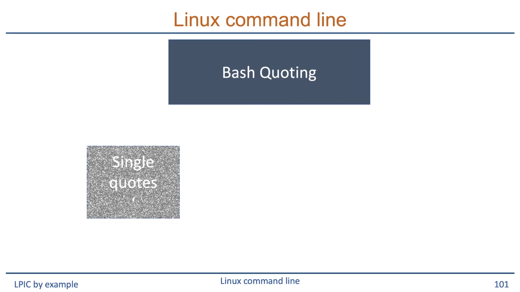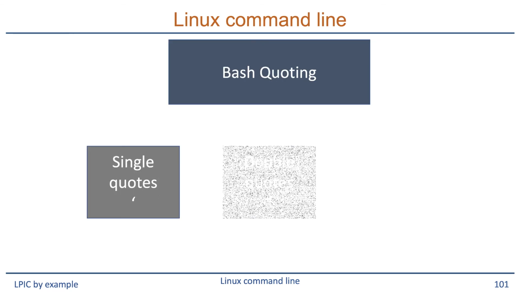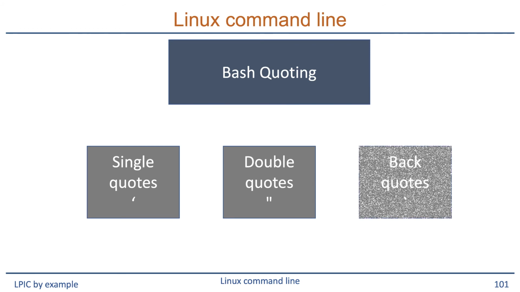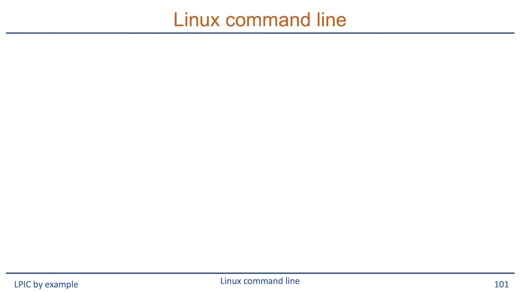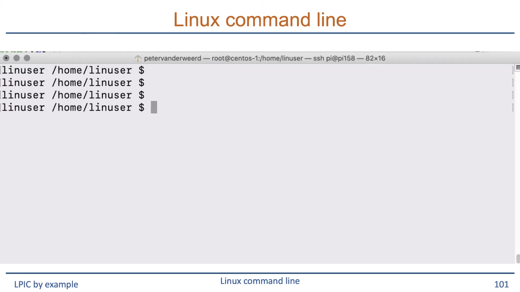The very last thing we will look at in this module is quoting. Now there are three types of quotes that can be used: single quotes, double quotes, and back quotes, also called backticks. These back quotes are pretty special, but let's first look at single and double quotes. Single and double quotes keep parts of a string together.